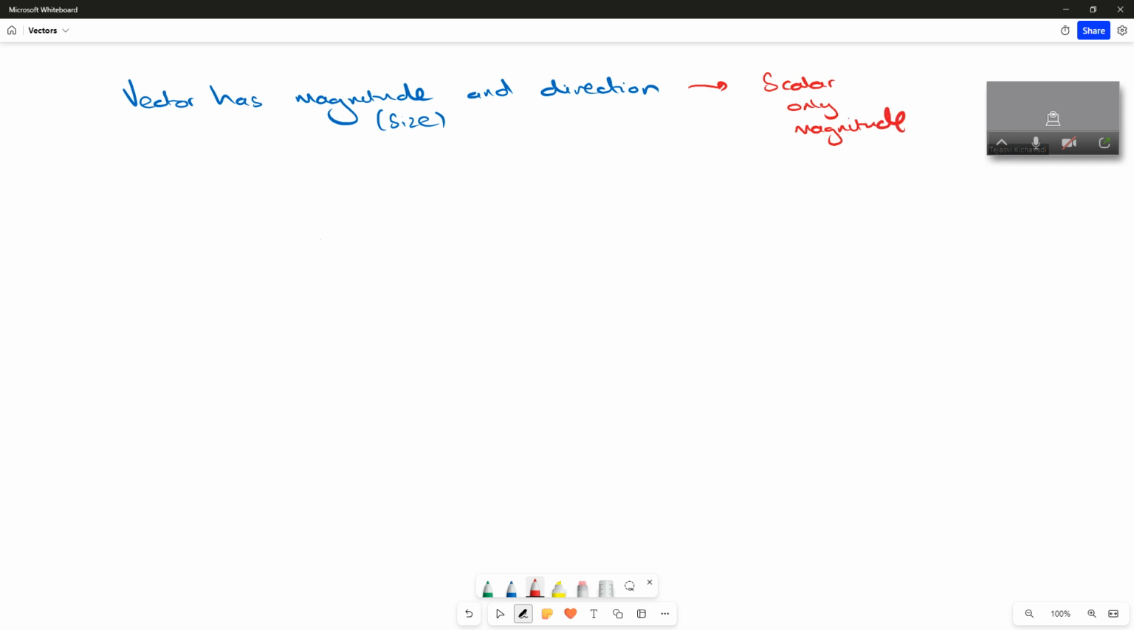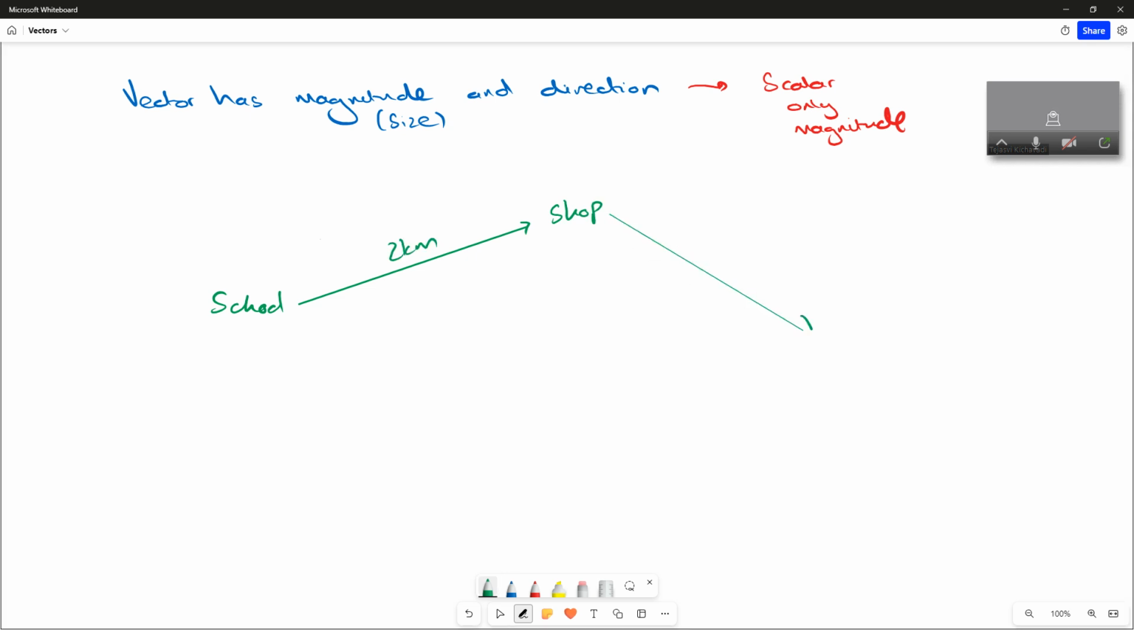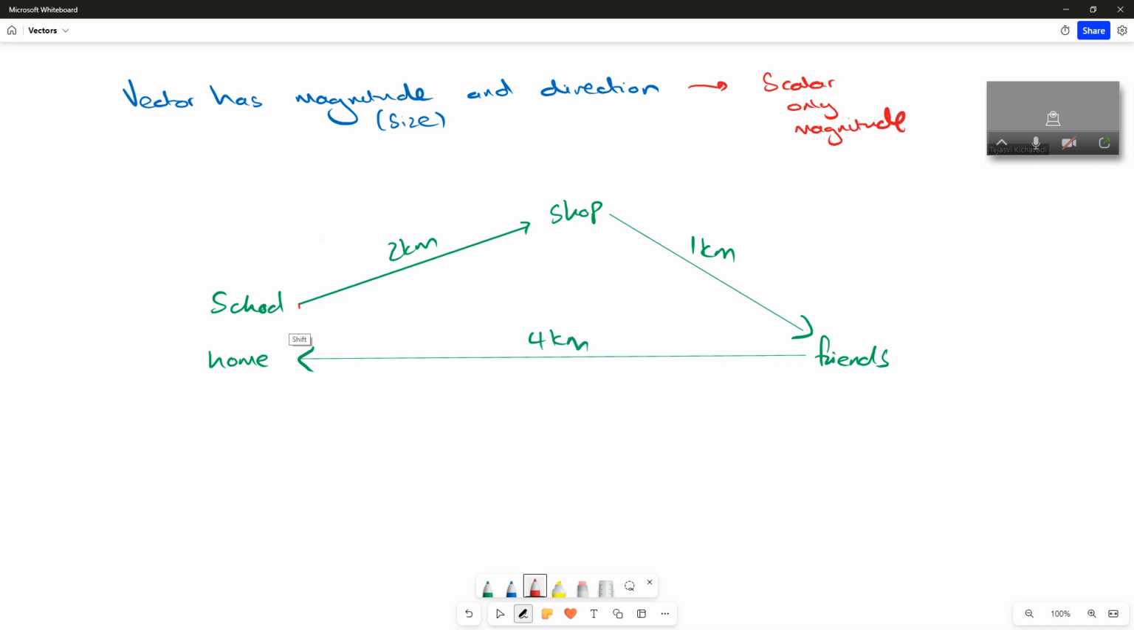A typical example of this is you are taking a walk from school and you take a walk to the nearest shop, which is 2 kilometers away. Then after that, you take a walk to your friend's house, which is about 1 kilometer away. And then after that, you go home, which is right next to the school. And that is about 4 kilometers of a walk, for whatever reason. And the distance between the home and school is 1 kilometer.